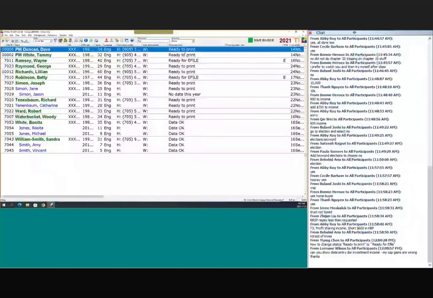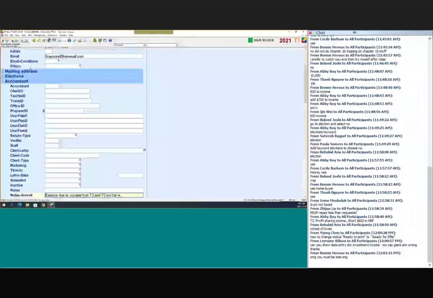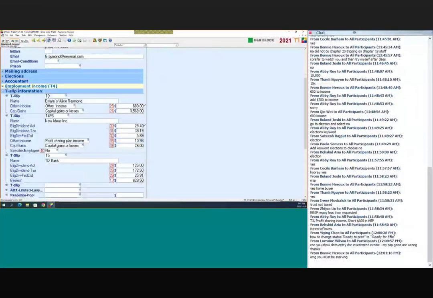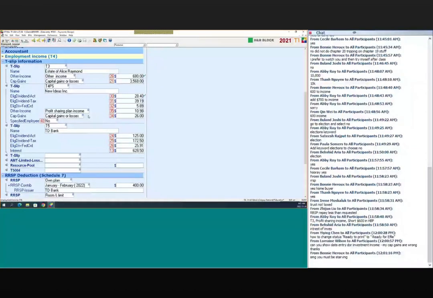So Lorraine wants me to go back to the investment income. Her capital gains are wrong. So let's go back to the return for George. And let's go to T3. So this is the data entry, so I don't know how much.